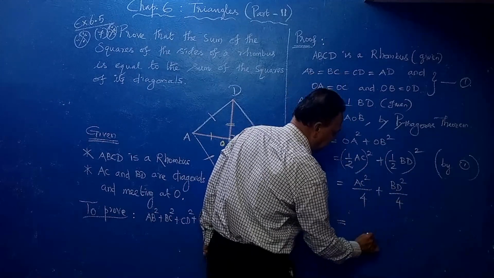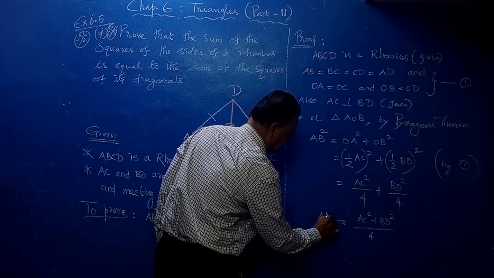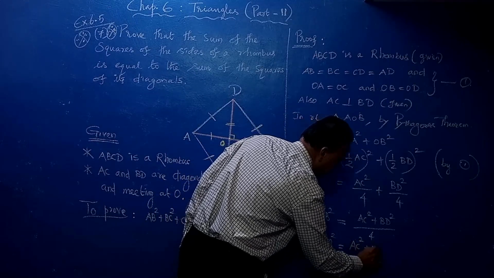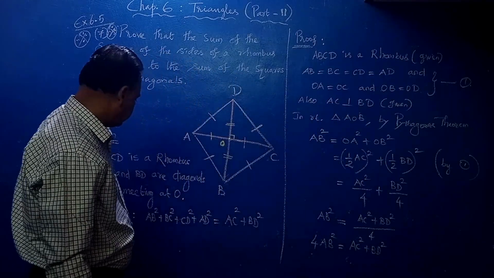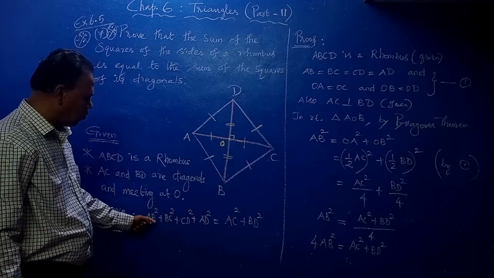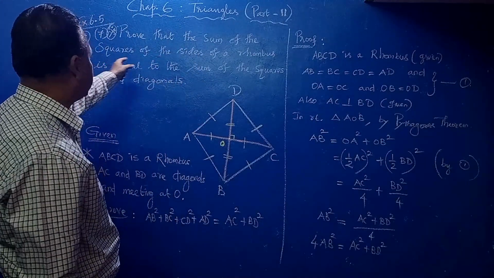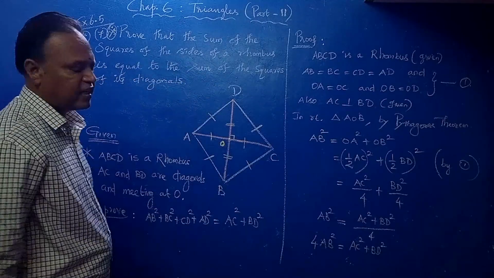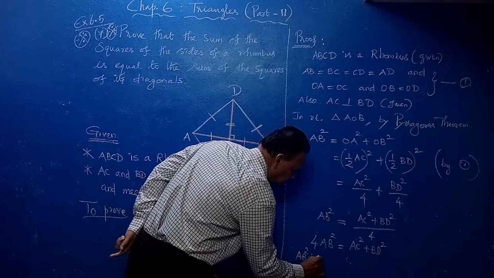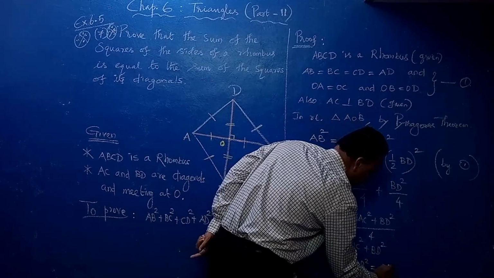Now what I am going to do is take the LCM: AC squared plus BD squared. So this 4 you cross multiply, which means 4AB squared is equal to AC squared plus BD squared. Or in the same proof you can write 4AB squared, because all sides are equal, so 4 times AB. They may ask like that also: prove that 4 times the square of the side of a rhombus is equal to the sum of the squares of the diagonals. But if you want to write it this way, you write 4 times AB squared as AB squared plus AB squared plus AB squared plus AB squared, that is equal to AC squared plus BD squared.